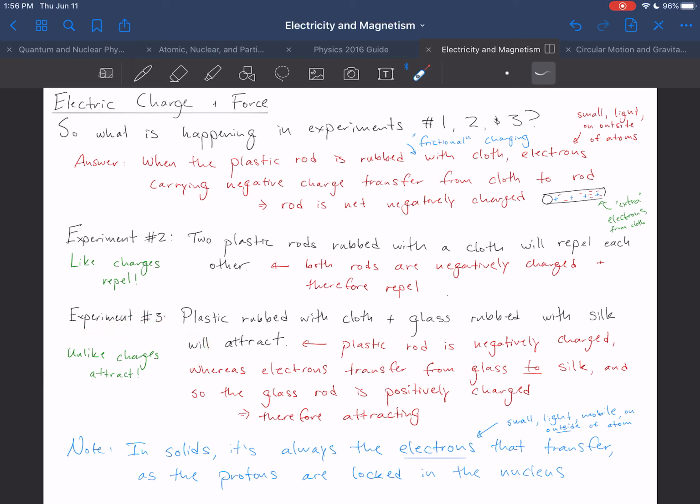Note that in most electrostatics experiments, we're going to be discussing electron transfer due to frictional charging. In solids, frictional charging always involves the electrons transferring because they're small, light, mobile, and on the outside of the atom, and the protons are locked within. In other materials, in melted solids, so liquids, and in aqueous solutions, it is not always the case that it's only the electrons that are moving. And that's important to note for future experiments.